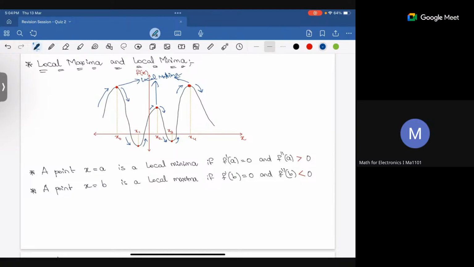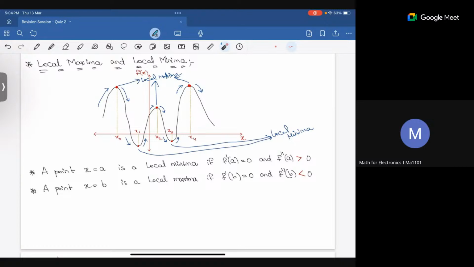Whereas these points are local minima. Again, what is a local minima? The function attains the minimum value around that small interval. You can see here, if you move right of x3 or left of x3, the function value will increase. f of x3 is the minimum value compared in this interval. And even at x1 the same condition holds. So these are local maxima and local minima.